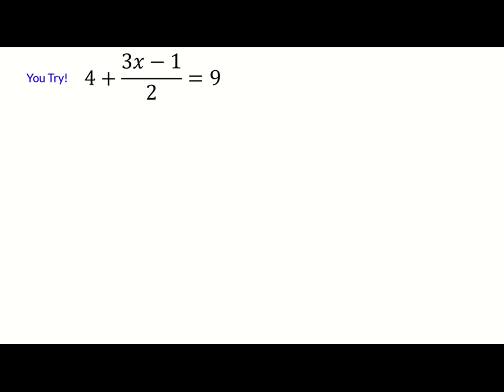Your second U-try is 4 plus 3x minus 1, all divided by 2 equals 9. Please pause the video and try to attempt this problem yourself. When you have finished trying, resume the video to check your answer.